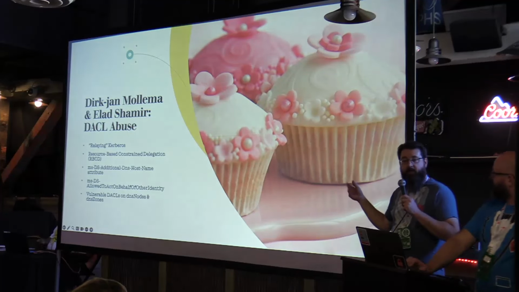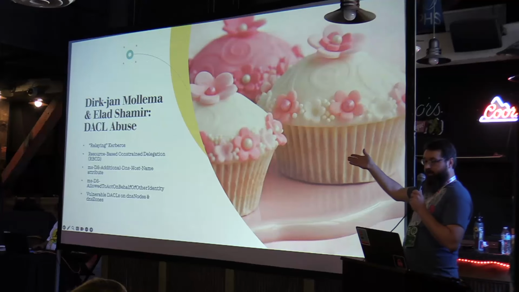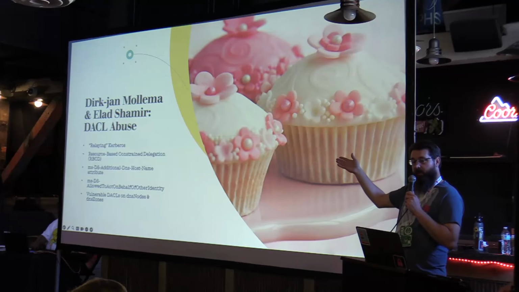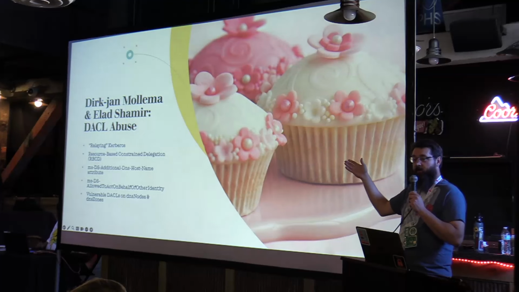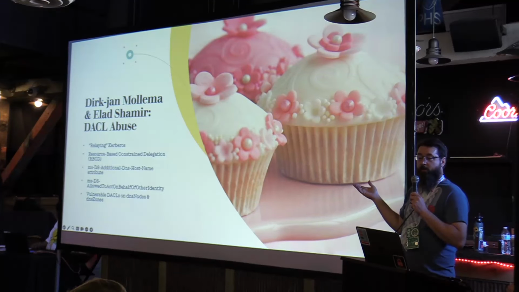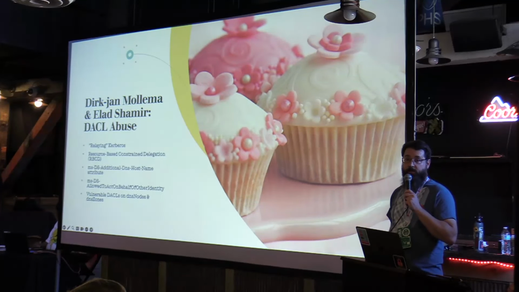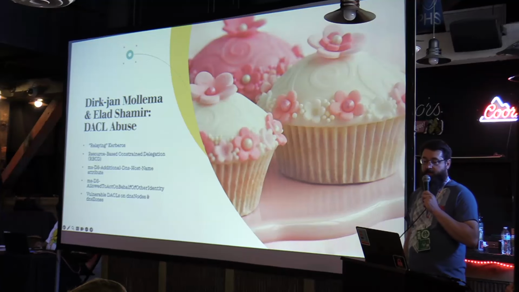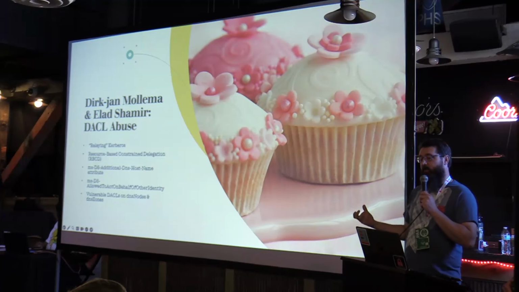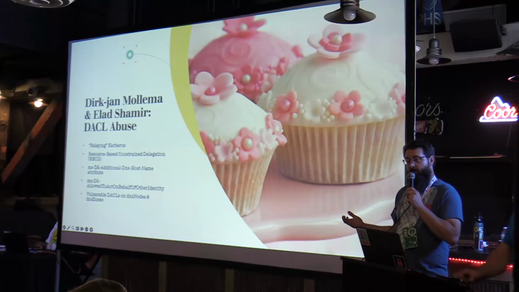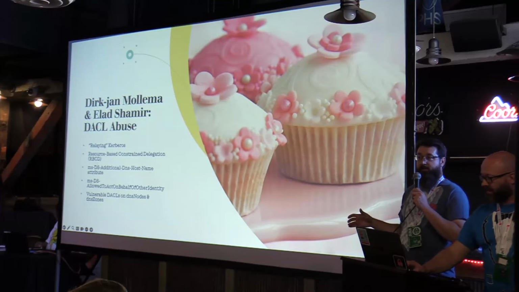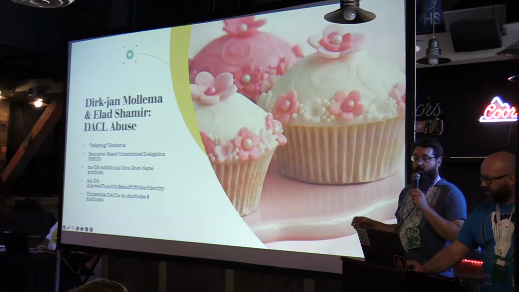Another topic here from older research is that Dirk-jan Mollema and Elad Shamir did a lot of stuff on DACL abuses around relaying Kerberos, unconstrained delegation, and abusing resource-based constrained delegation. And tying that together with Kevin's research and what he did in PowerMad, there's a lot of tricky things that people are doing with those now.